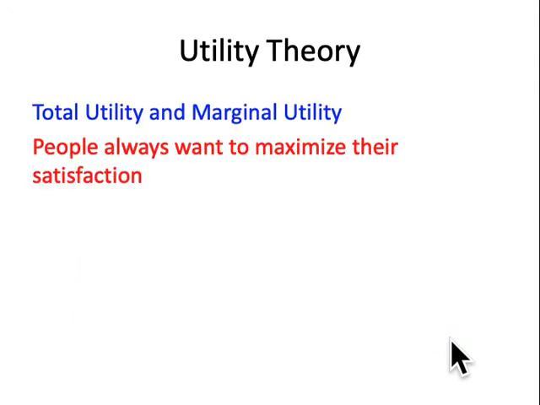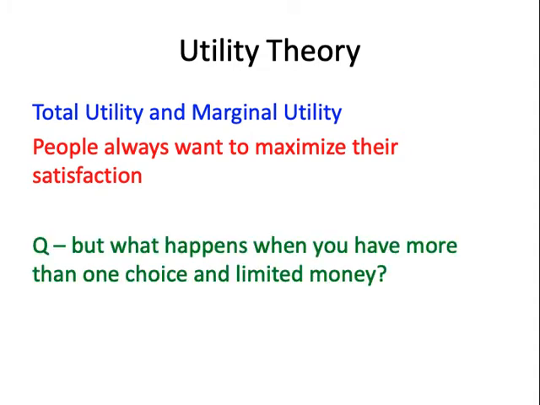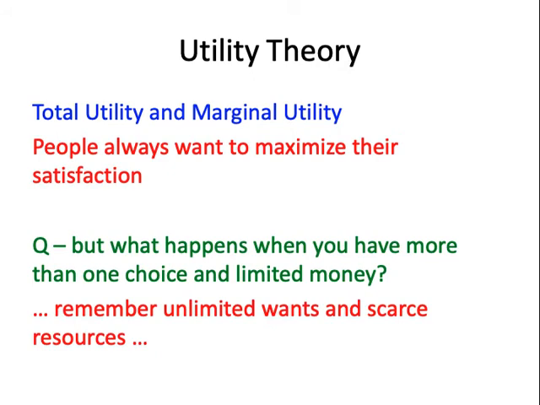And so we are utility maximizers. We want to get the most, consume the most, have the most. Does that happen? Can that always happen? The answer is no, because we have limited resources. Remember, we have unlimited wants, but we have scarce resources. Therefore, we all cannot consume everything all the time, right?